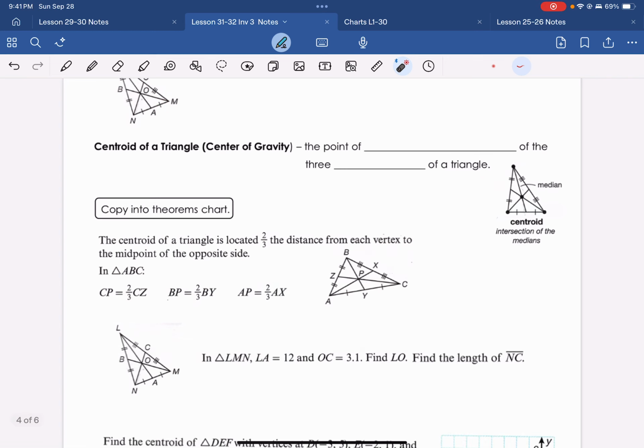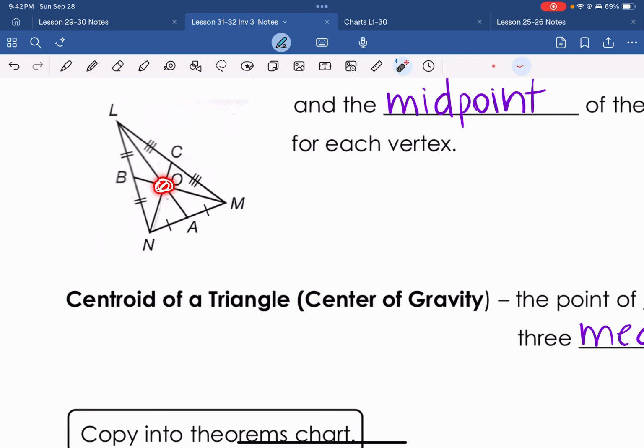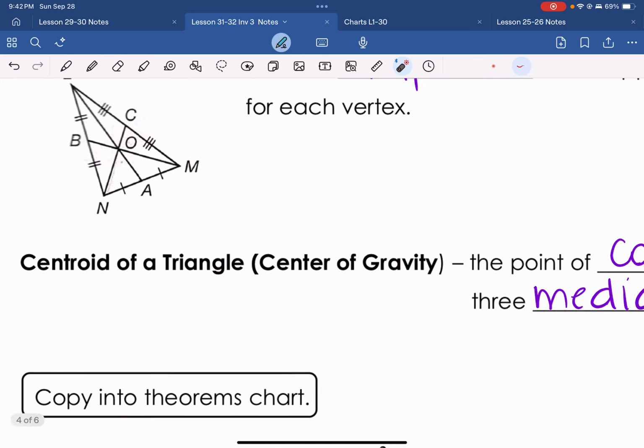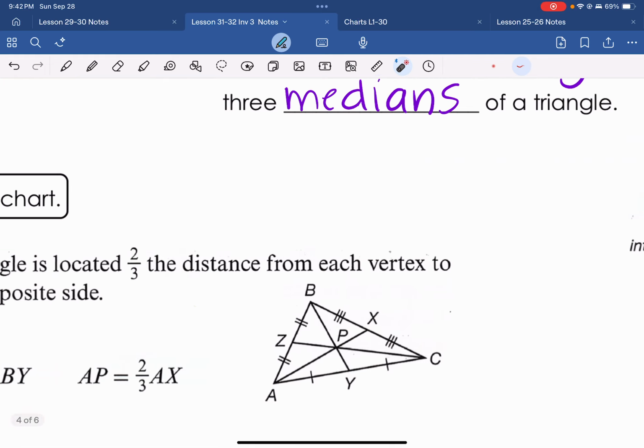What we're going to focus on today is finding the centroid of a triangle. It's the center of gravity. And it's the point of concurrency of the three medians of a triangle. Essentially, it's where the three medians cross. So back here at our diagram, this right here would be the centroid of that triangle. See right here, this diagram? This is the centroid of where all three medians cross, where they intersect.